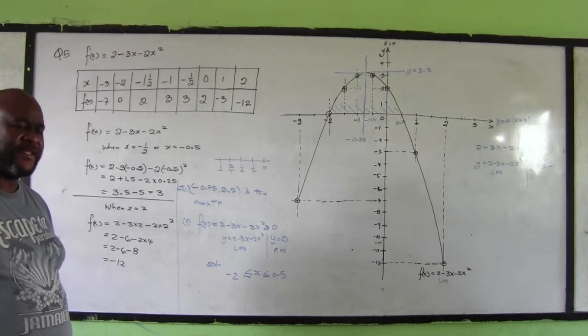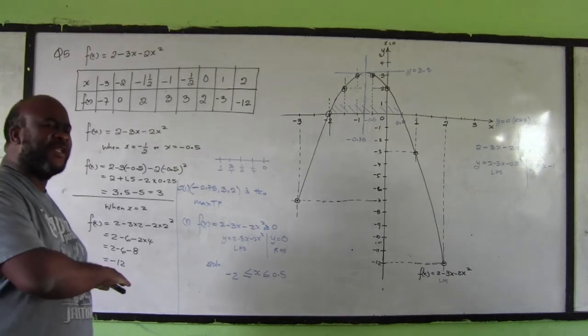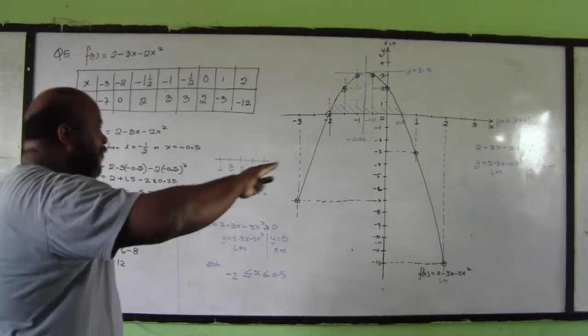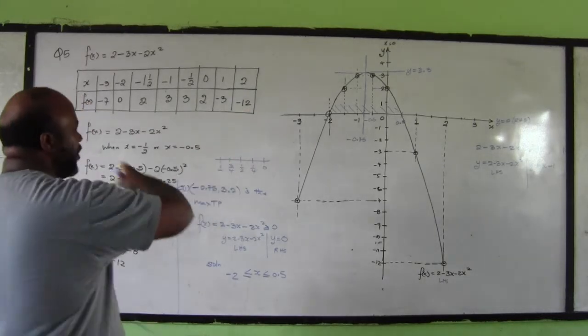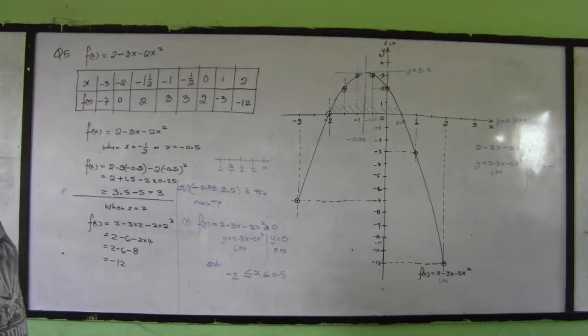Where does the graph cut the y-axis? Will this line slope up or will it slope down? From left to right, will it go up or will it slope down? The line will slope up.